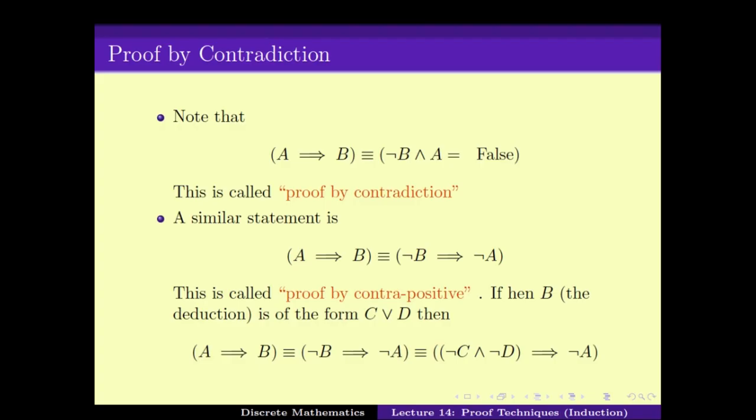Here, if B, that is the deduction, can be written in the form of C or D, then A implies B, one can apply the proof by contrapositive and get a statement of the form not C and not D implies not A, which would be an easier technique to prove, or an easier problem to prove.